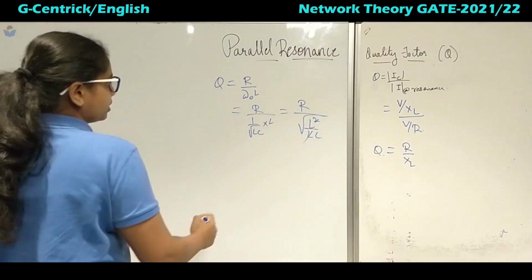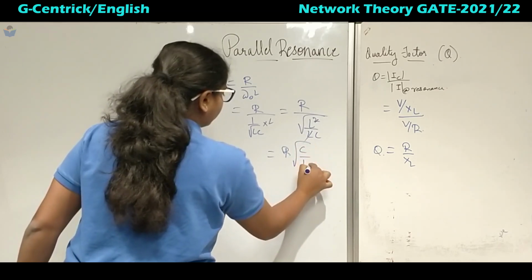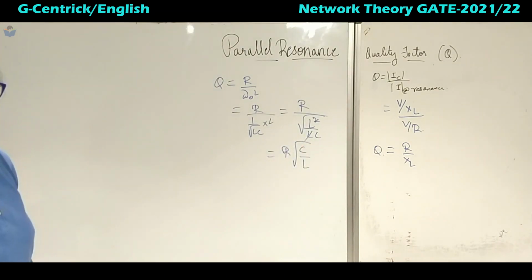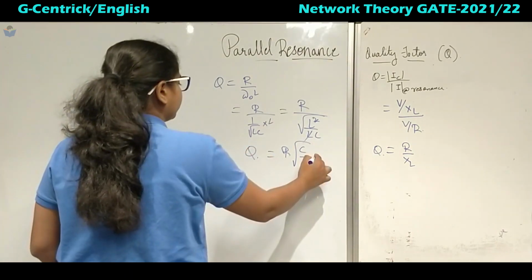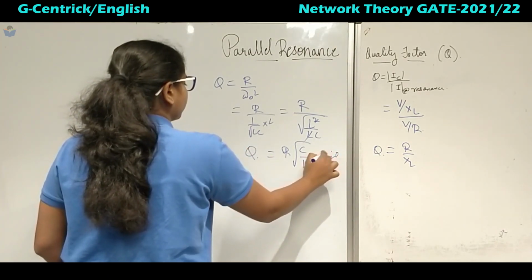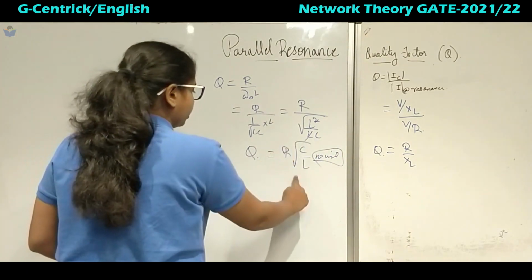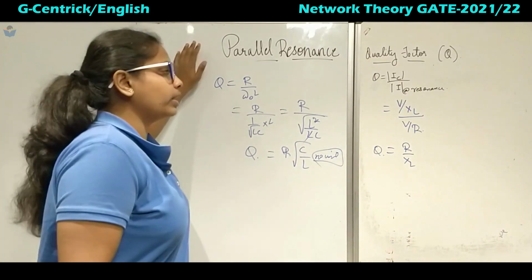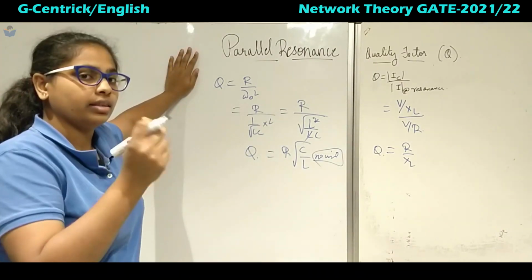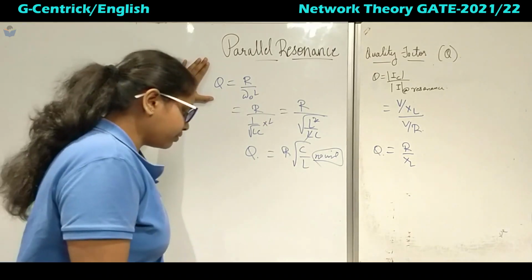So this will get cancelled, and if you take this root up, it will be R into the root of C by L. So this is the quality factor, which has no unit. In series resonance, what you saw was 1 by R over root L by C. If you remember either resonance, series or parallel, the other will be the reverse of that. So this is the quality factor.